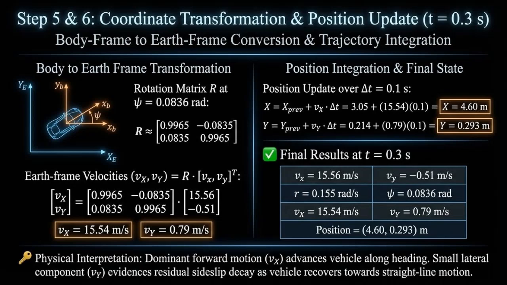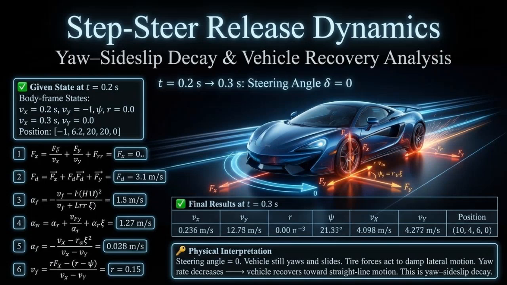The body frame velocities are rotated into the earth frame using the yaw angle rotation matrix. This gives an eastward velocity of 15.54 meters per second and a northward velocity of 0.79 meters per second. Integrating these velocities over 0.1 seconds updates the global position to x equals 4.60 meters and y equals 0.293 meters. The small lateral velocity reflects remaining side slip, while the larger forward component continues to carry the vehicle along its current heading. Even though the steering angle is now 0, the tires still generate lateral forces because the vehicle has remaining yaw rate and side slip.